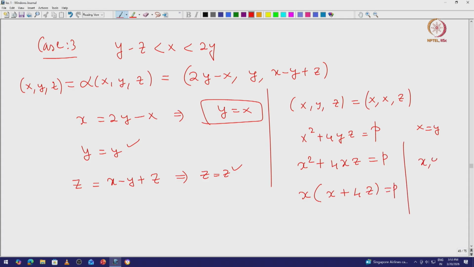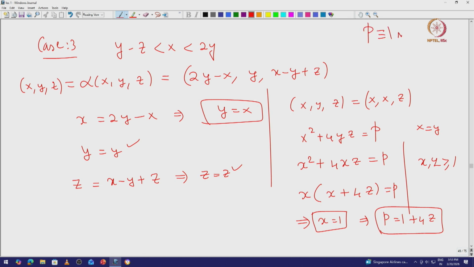Since both x and z are greater than or equal to 1, this should force x equal to 1. So, there is no other option. If x equals 1, that would imply p equals 1 plus 4z. Now, note that such a z exists because we assumed p is congruent to 1 modulo 4, and that means there exists k such that p equals 1 plus 4k. Okay. So, you can take z to be that k.